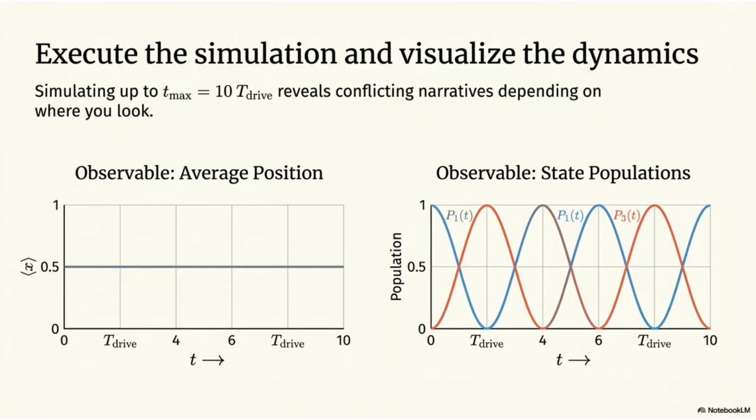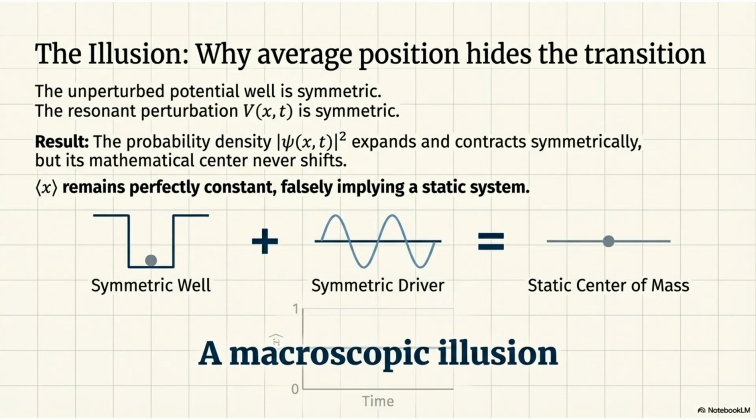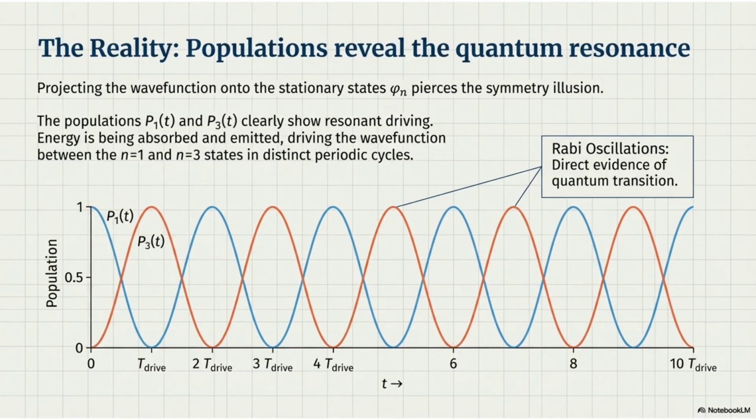Executing the simulation for 10 driving periods reveals conflicting narratives depending on the observable. The average position remains constant, while the state populations oscillate. The constant average position is an illusion. Because both the well and the resonant perturbation are symmetric, the probability density expands and contracts symmetrically, causing the mathematical center to remain static. The state populations, however, reveal the quantum resonance.